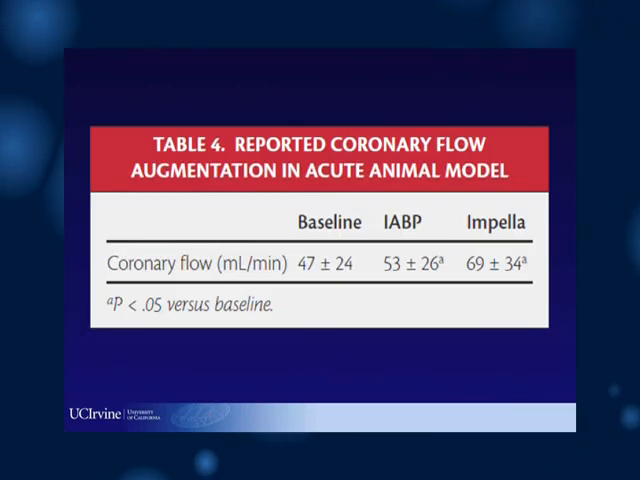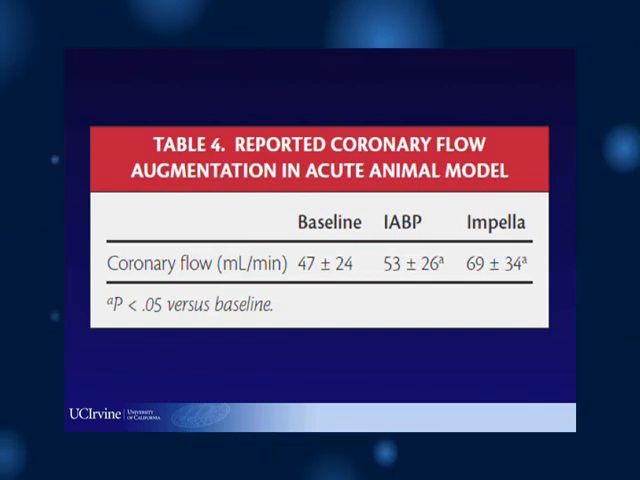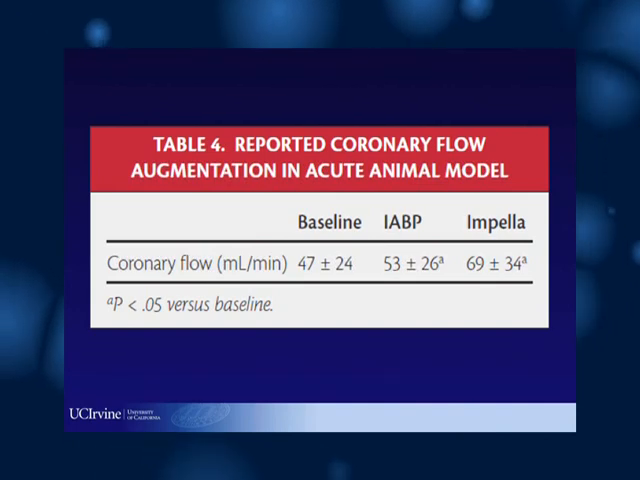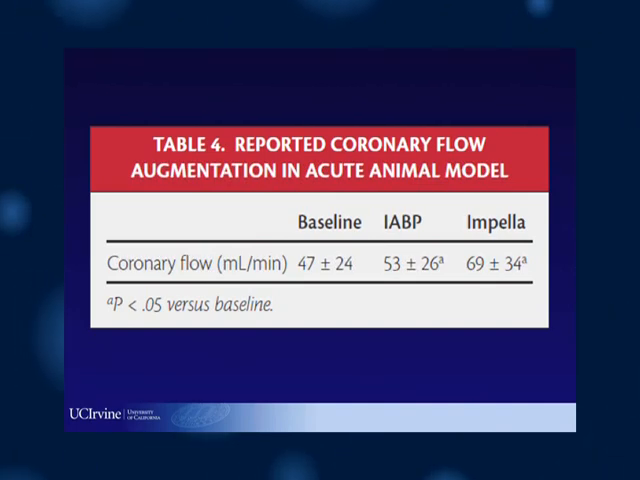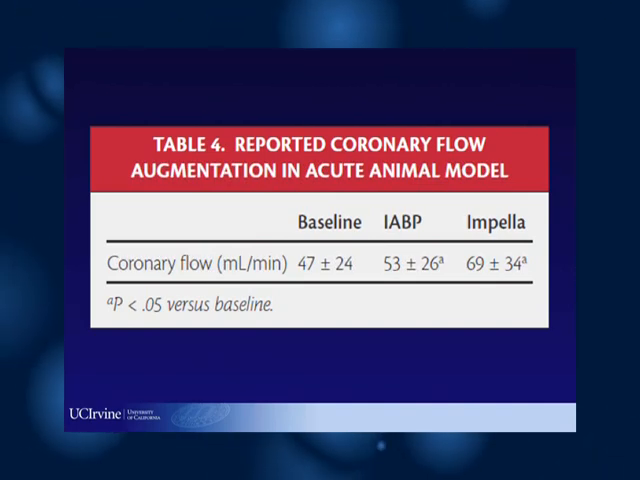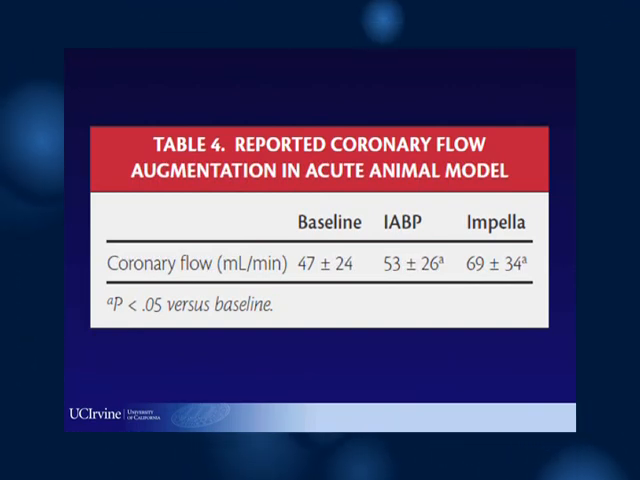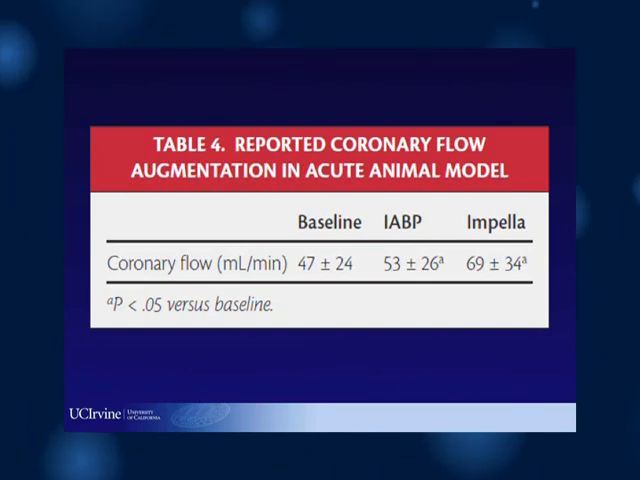The reported coronary flow augmentation in acute animal models is shown here, and the comparison to intra-aortic balloon pumping with that of Impella shows that blood flow in the coronaries can increase from 53 to 69 milliliters per minute, a substantial increase compared to balloon pumping.